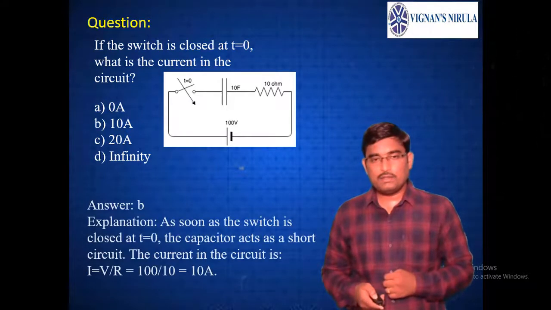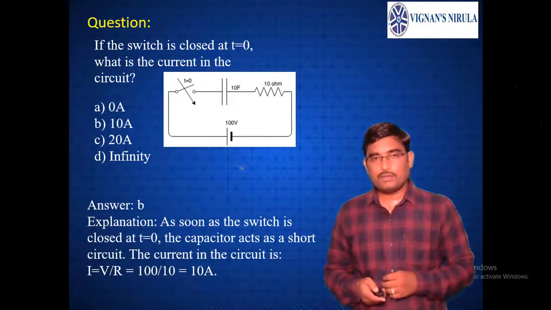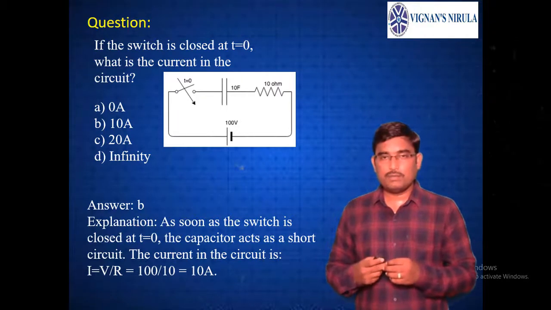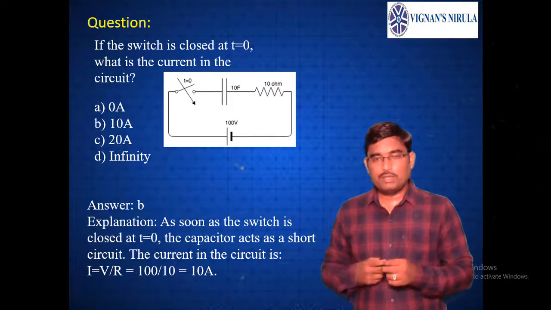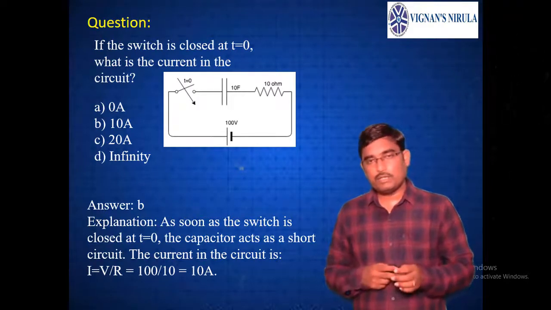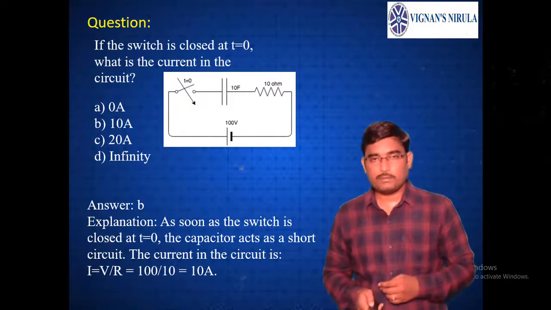Now the answer is, the current in the circuit is 10 amperes. After closing the switch, because the capacitor acts like a short circuit, the current in the circuit becomes the supply voltage 100 by the resistance 10 ohms. So the answer is 10 amperes.